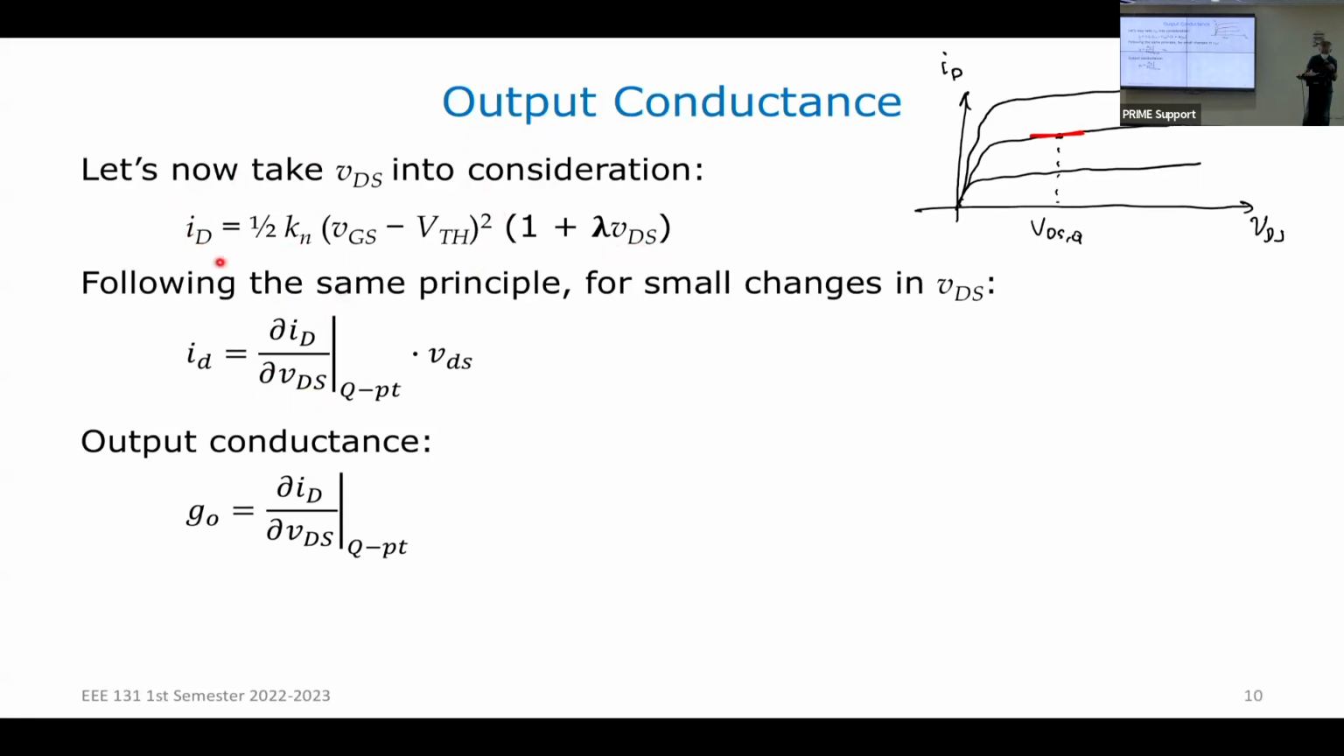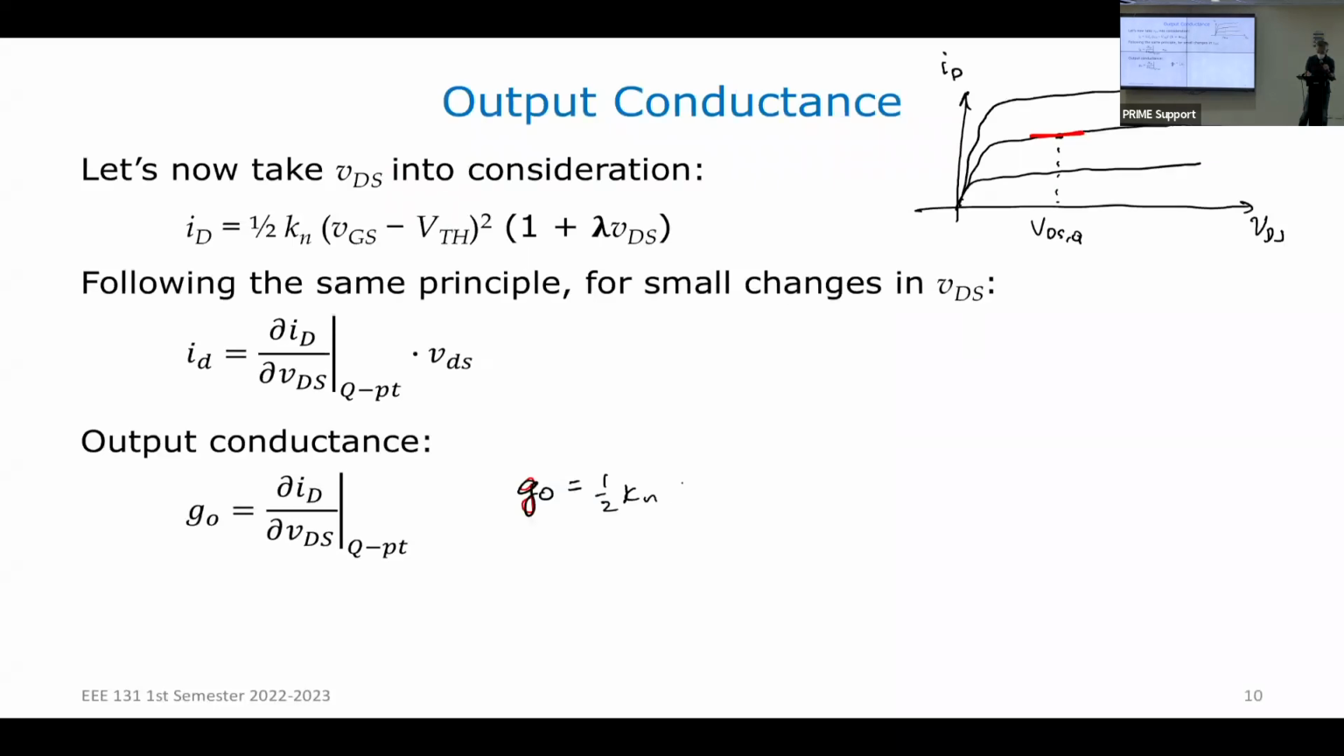So we consider this to be a constant. So what does that derivative come out to? Ano yung magiging derivative niyan? So G sub O is, ano yung derivative? This ends up being a constant, right? So this is just 1/2 Kn (VGS minus VTH) squared. What is the derivative of this with respect to VDS? Ito na lang yung kukunin natin yung derivative with respect to VDS. So what is that? Anyone? Lambda. Just lambda. So yun yung value ng G sub O.